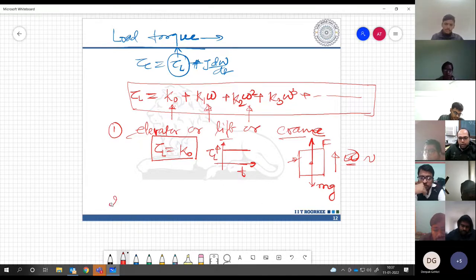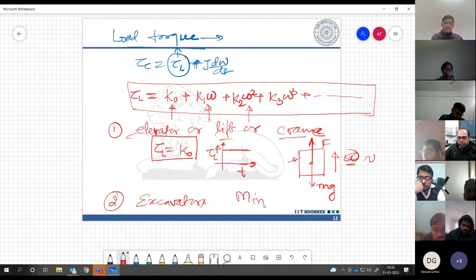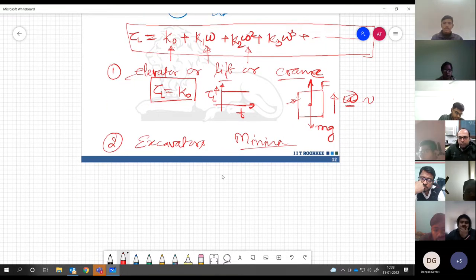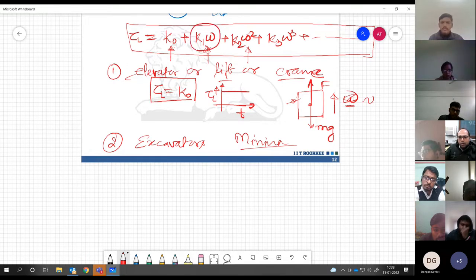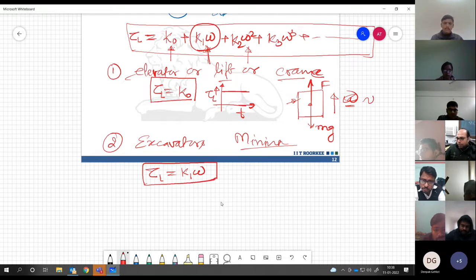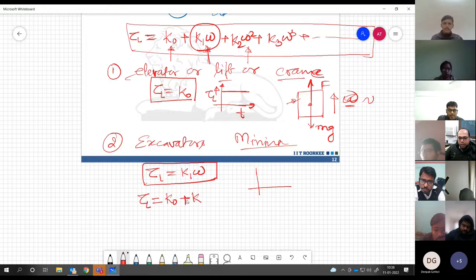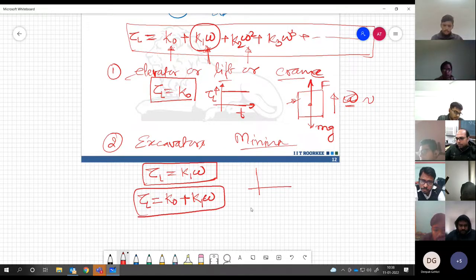Now, next thing could be, let's say, excavators, or the equipment which is used for mining applications. What they are doing, basically, is lifting something from deep underground mines. Then the nature of the load torque is basically proportional to the speed. Understanding my point? In general it may have something like a constant value, which means some initial load torque it has to overcome, and then as the speed increases, this is dependent on that. So the profile may look like either this, which is this option, or it may look like this with time.